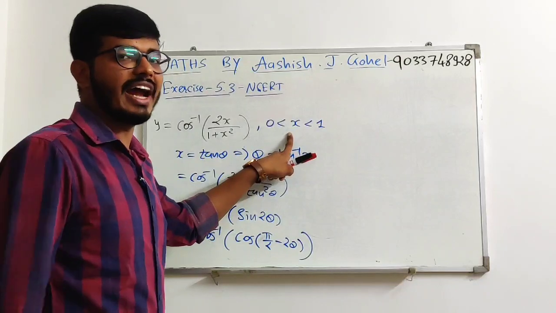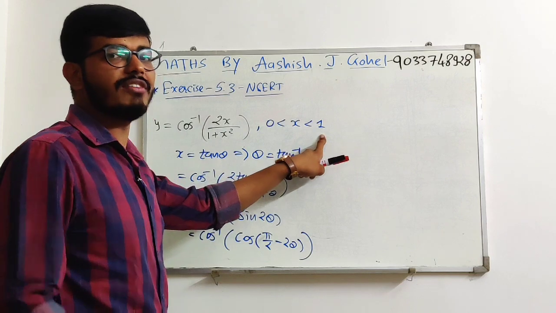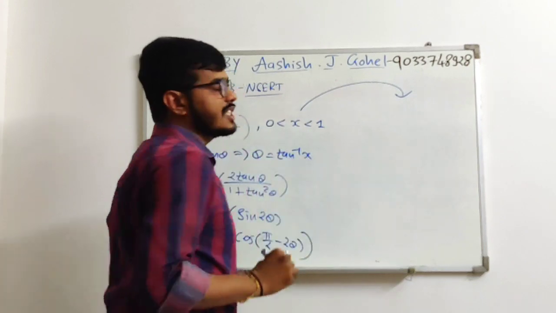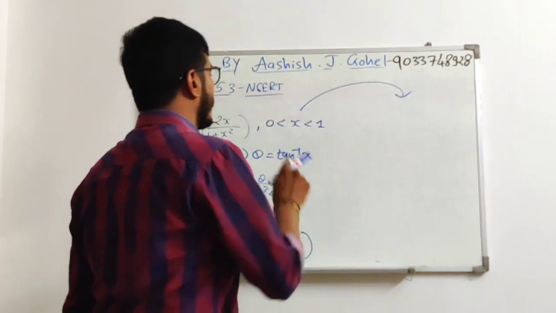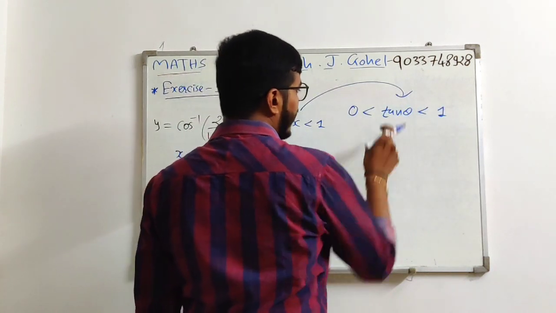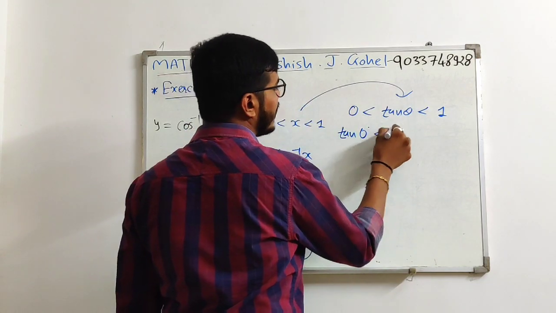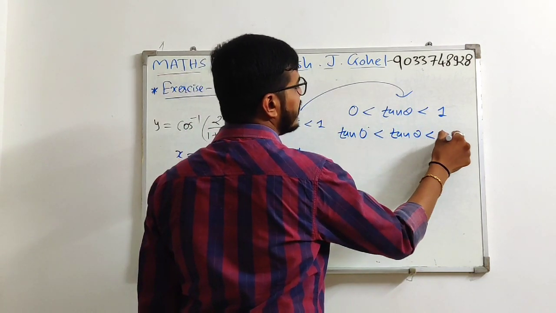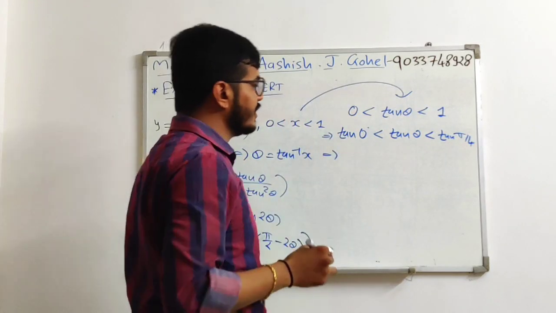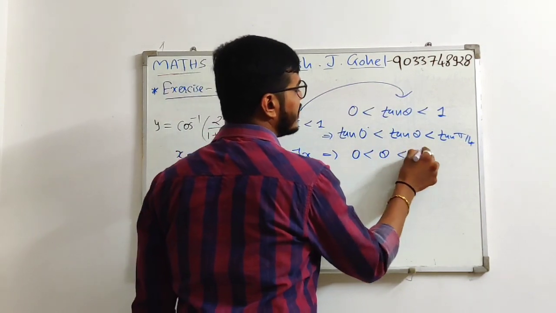Okay, so for that range we are given 0 less than x less than 1. Now what we have assumed in place of x? Tan theta. So that we need to discuss over here. That is also a very important part. So 0 less than tan theta less than 1. Now if I want to convert this into angle, then tan 0 less than theta less than tan pi by 4. Okay. Now everywhere if I take tan inverse, then 0 less than theta less than pi by 4.